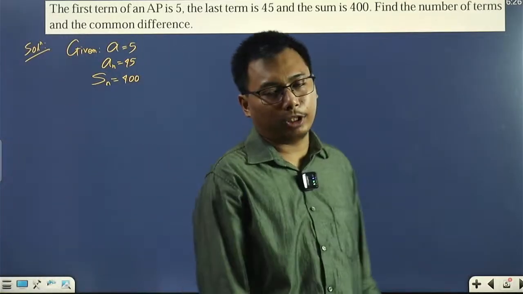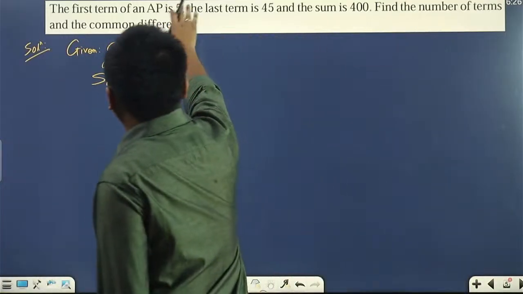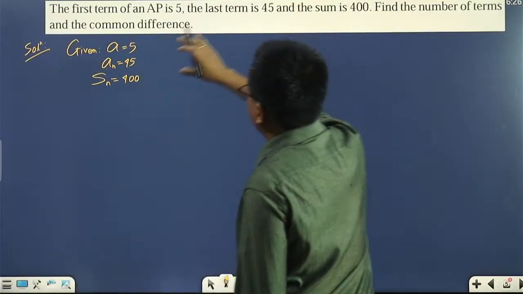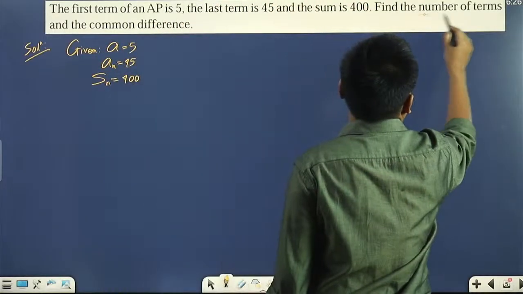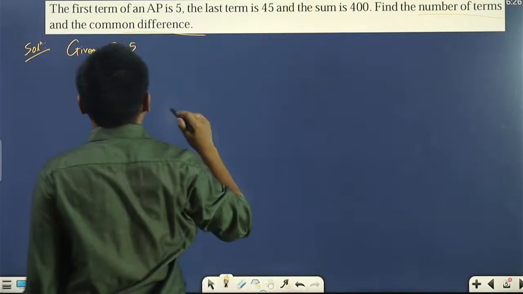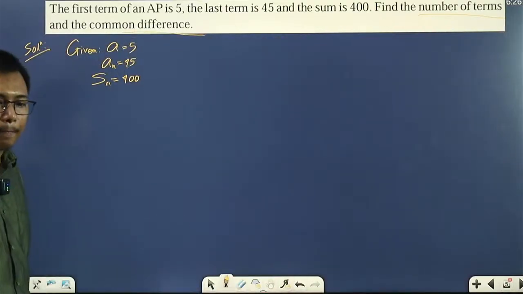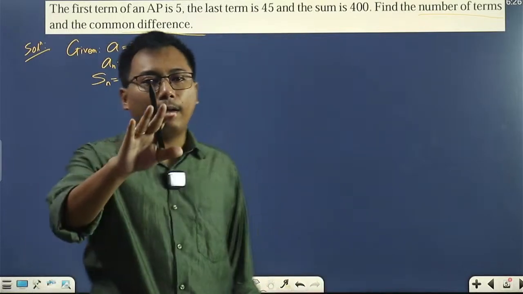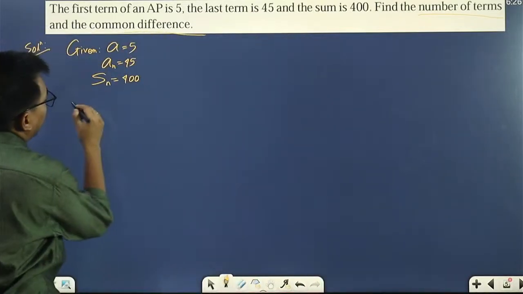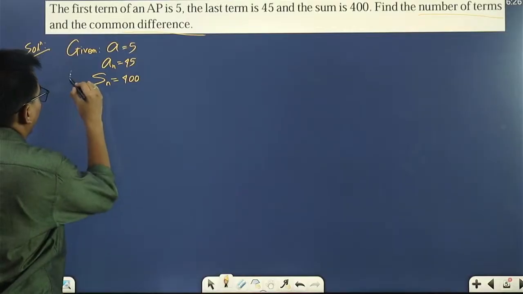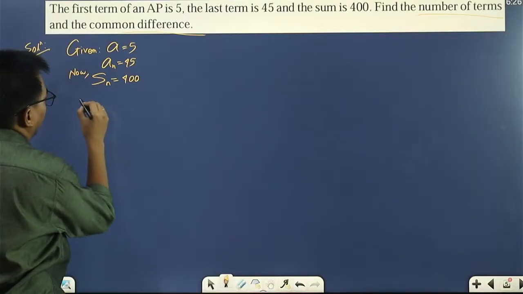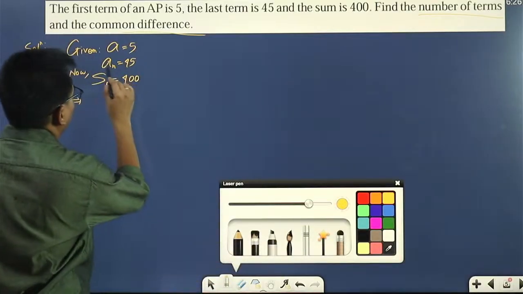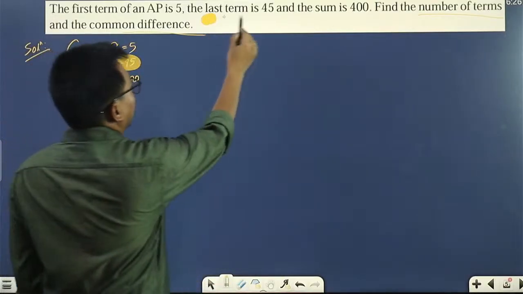These three things are given for this particular question. The first term of the AP is 5, the last term is 45, and the sum is 400. We need to find the number of terms and the common difference. Now see, Sn is 400. This is given. What is an? The last term is given here, right?